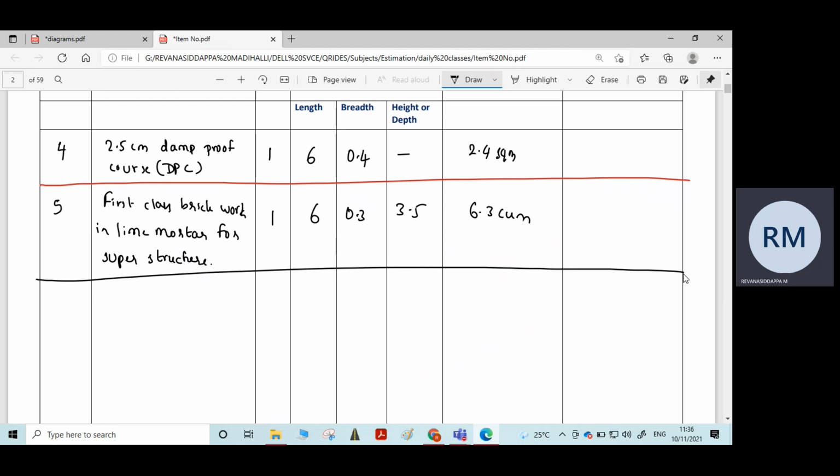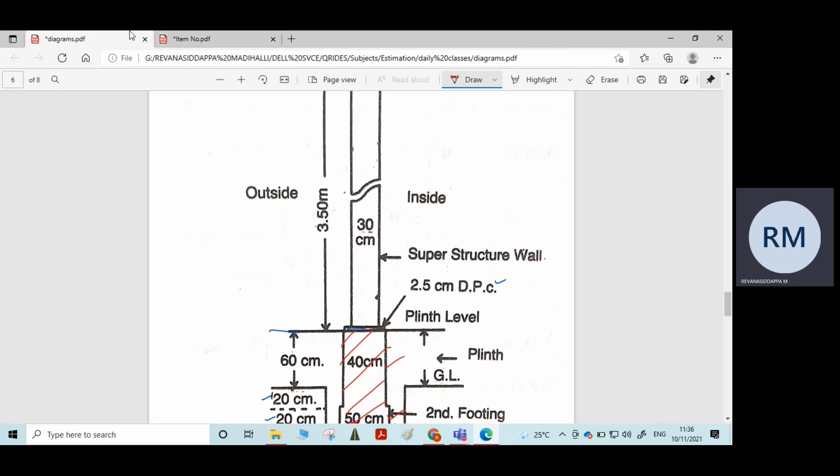What next after the wall? Plastering. Okay, plastering is there. Amount of plastering work we will calculate now.